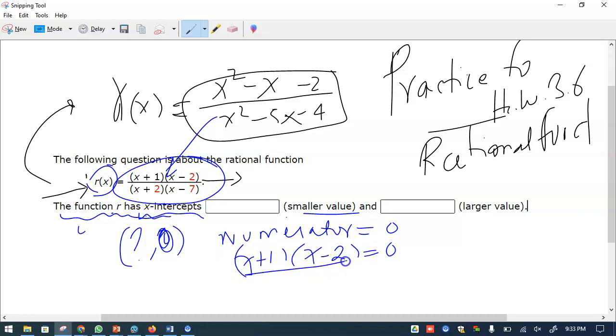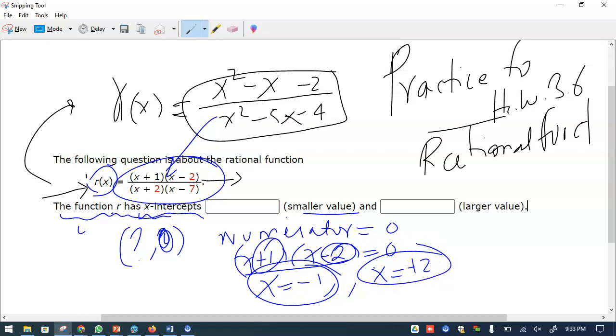And then you can clearly see, you don't have to write the steps. The opposite of plus 1 is minus 1, that is 1 x-intercept, or the 0. And the other one is x equals the opposite of minus 2, which is plus 2, another 0. So you have two x-intercepts. They want you to write the smaller one first. So the x-intercepts are minus 1 and plus 2, and you're done. That's all they're asking you.